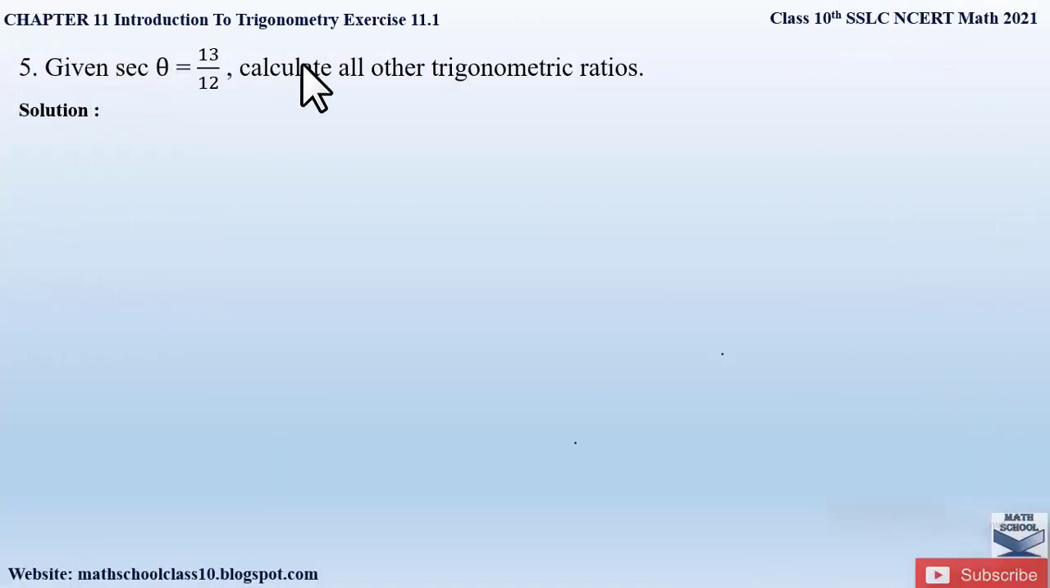Question number 5 from exercise 11.1, chapter 11, Introduction to Trigonometry says, given secant theta equal to 13 by 12, calculate all other trigonometric ratios. So we have together 6 trigonometric ratios, out of which they have given us secant theta equal to 13 by 12. We have to calculate other 5 trigonometric ratios. Right, so first of all, what is the trigonometric ratio for secant theta?